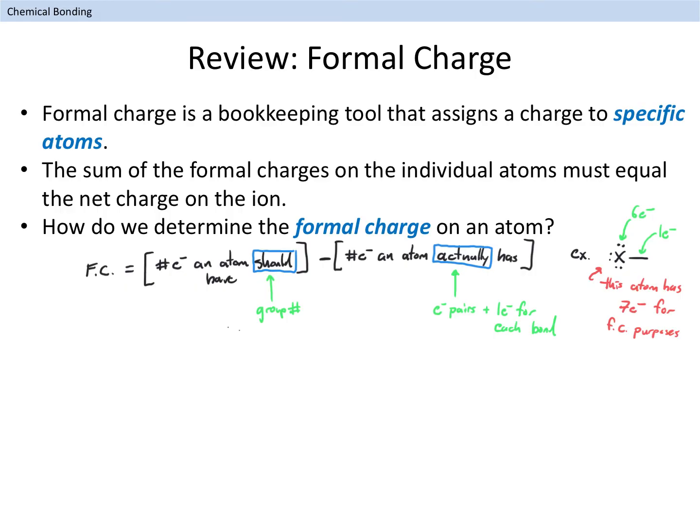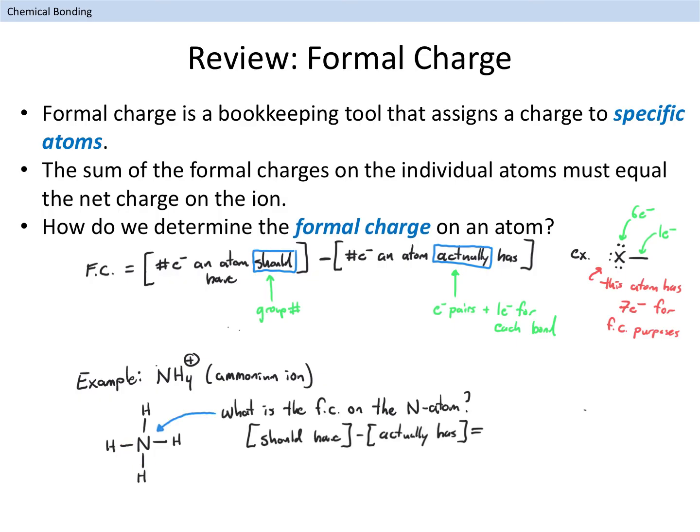Makes sense, right? As an example, let's consider the nitrogen atom in the ammonium ion, which has the formula NH4. As the structure shows, there are 4 single bonds between nitrogen and hydrogen in ammonium. Let's think about that nitrogen atom. How many electrons should nitrogen have? Nitrogen should have 5 valence electrons, as it is in group 5 on the periodic table.